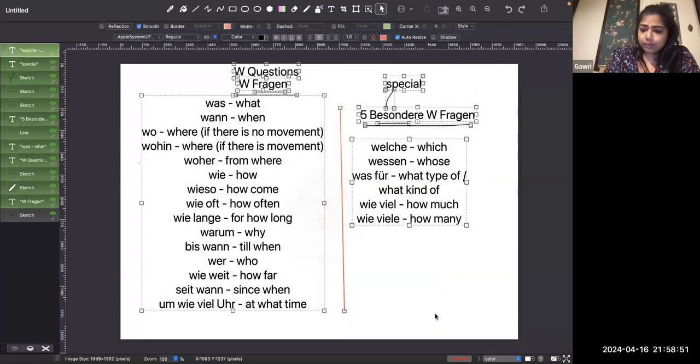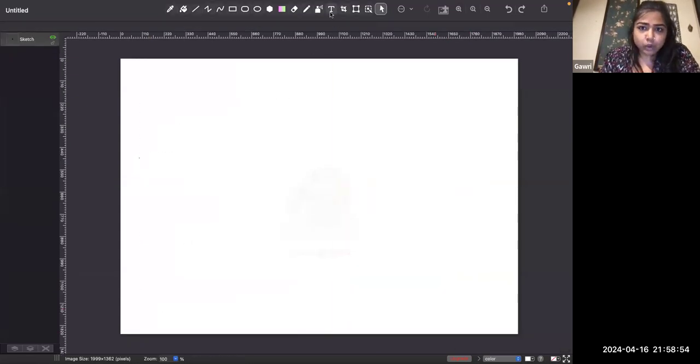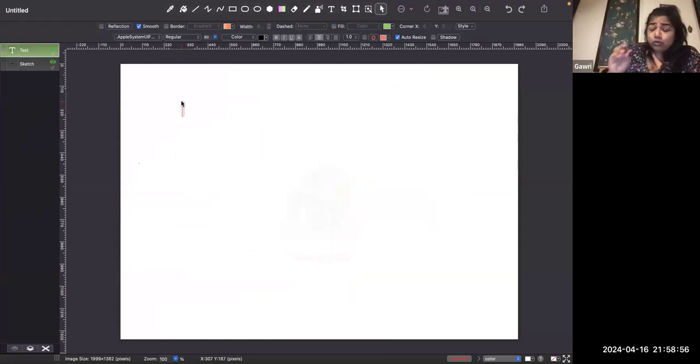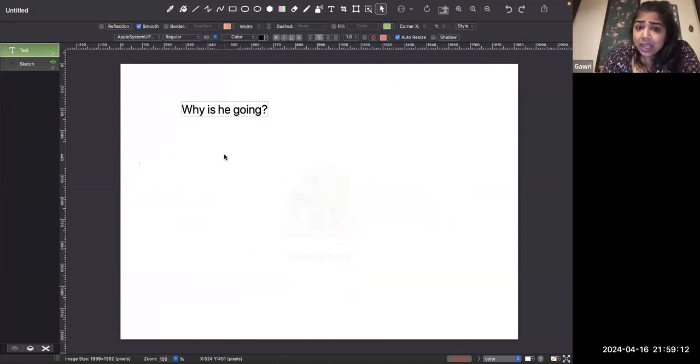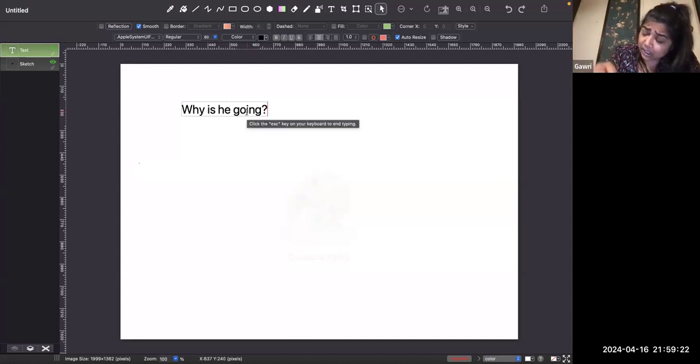So now coming to the highlight of today's session: how do we make full sentences in German? So guys, if there is a sentence like this, why is he going? You have the task of translating this sentence. All of these words are there in your notes. Why is there, he is there, going is there.